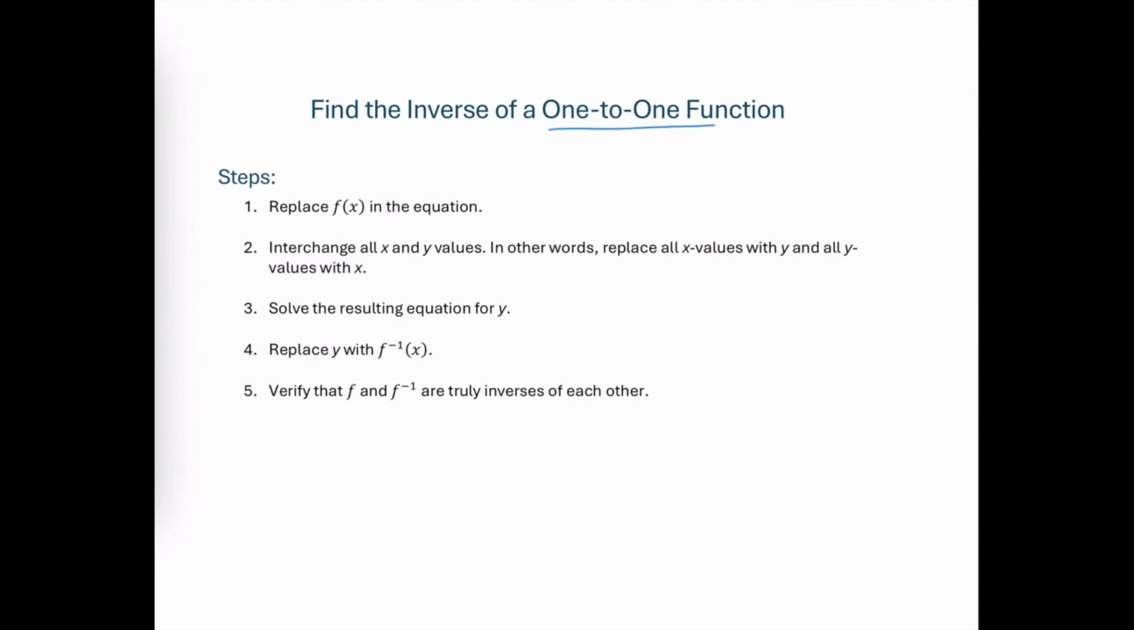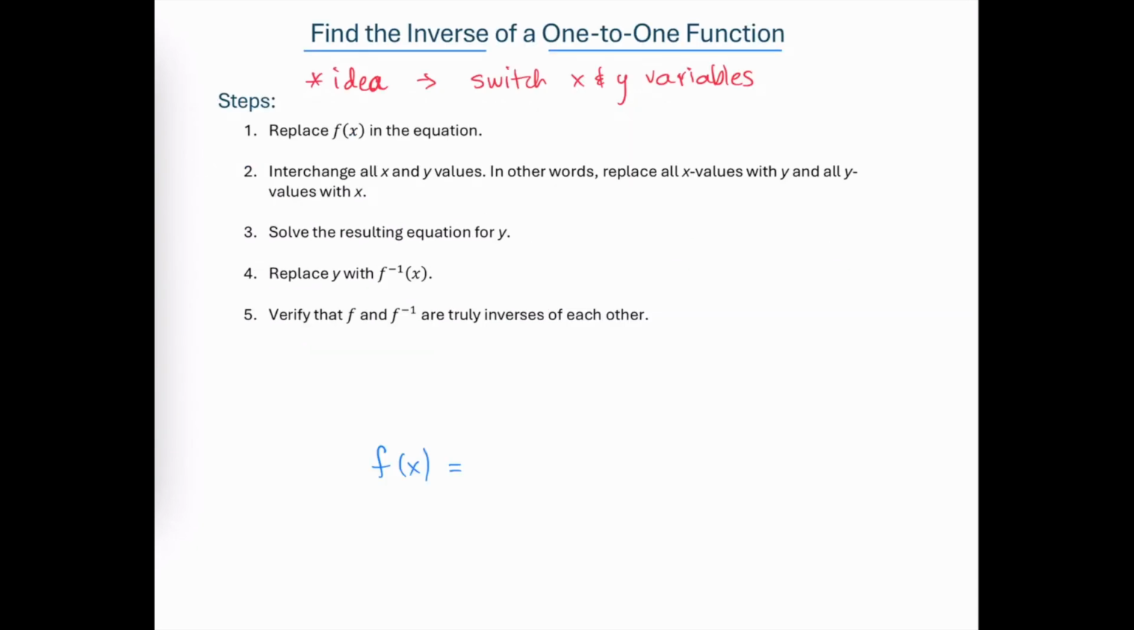When given a one-to-one function f of x, we can find the inverse by using the following steps. The main idea for finding the inverse is that we're going to switch the x and the y variables in the equation. But when we have something that's written in functional notation, the first thing that we're going to need to do is to replace the f of x in the equation with y.